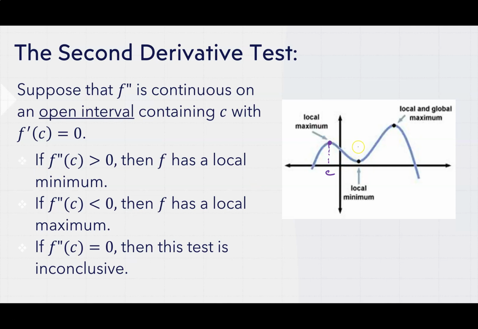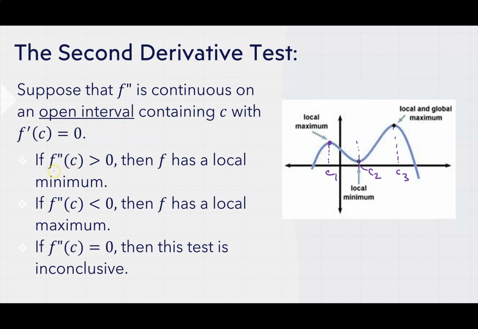Or this point right here, and let's call that point C1, this is C2, and let's say this is C3. Okay, so what's going on at that particular point? If you have gone and found your critical points to be C1, C2, and C3, those are your critical points.